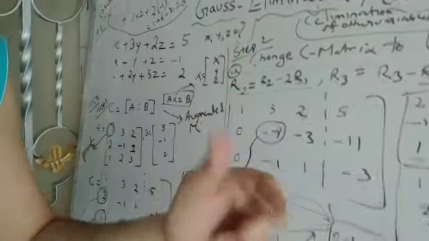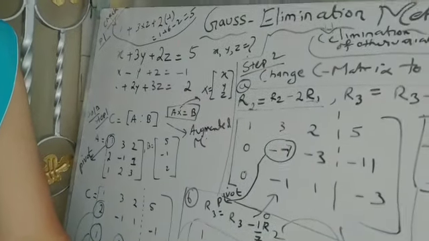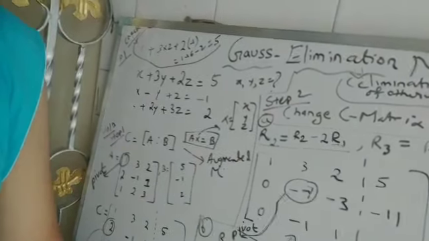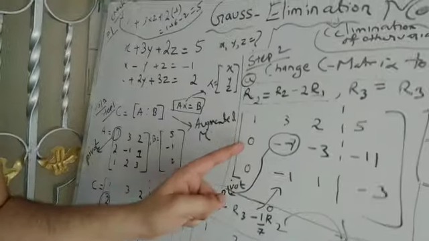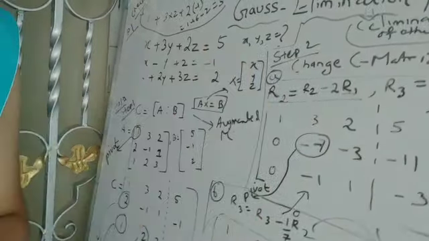So basically the objective is to make this element 0. So you can do whatever you feel like. You need not follow my process or my procedure, but your objective should be the same. You need to convert this element to 0 first.